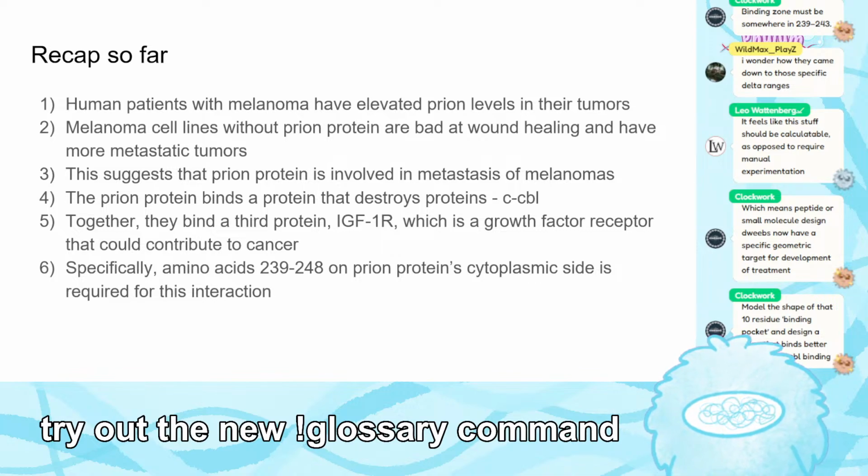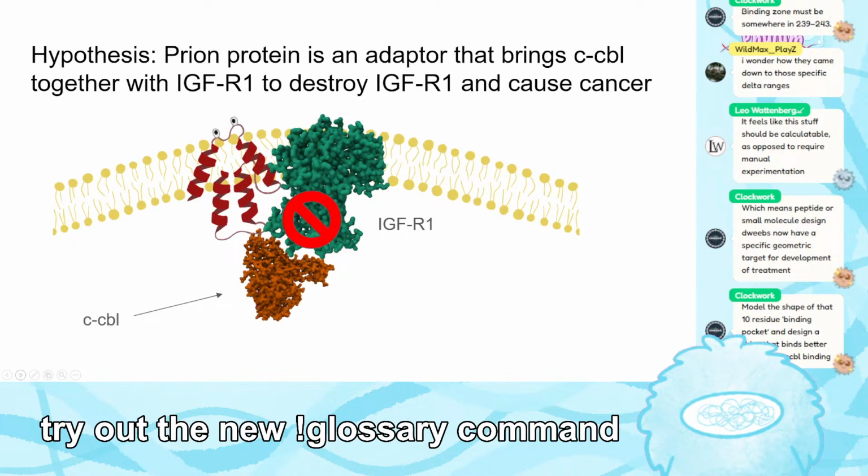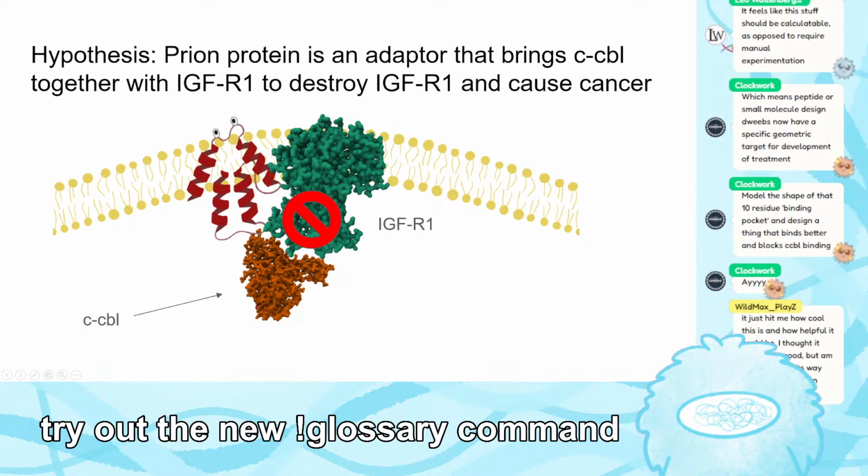So we have a lot of mechanistic detail already, but it's still not a satisfying story. We know where they bind, and now some of those earlier questions about how that leads to cancer, we can answer. So here is the hypothesis. The prion protein is an adapter that brings CBL, this protein destroyer, together with IGF-1R to destroy IGF-1R and cause cancer. So this is a cartoon of what the authors think is happening here.